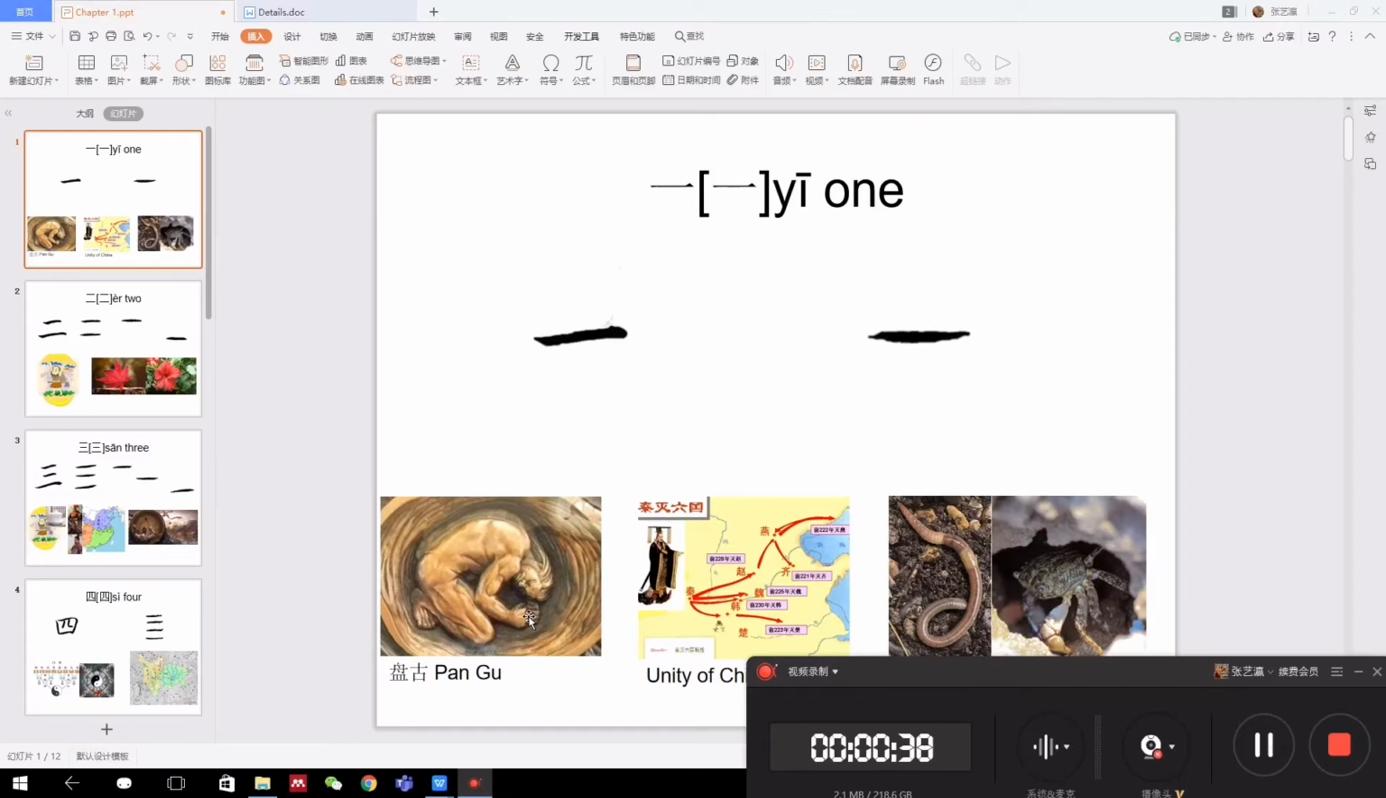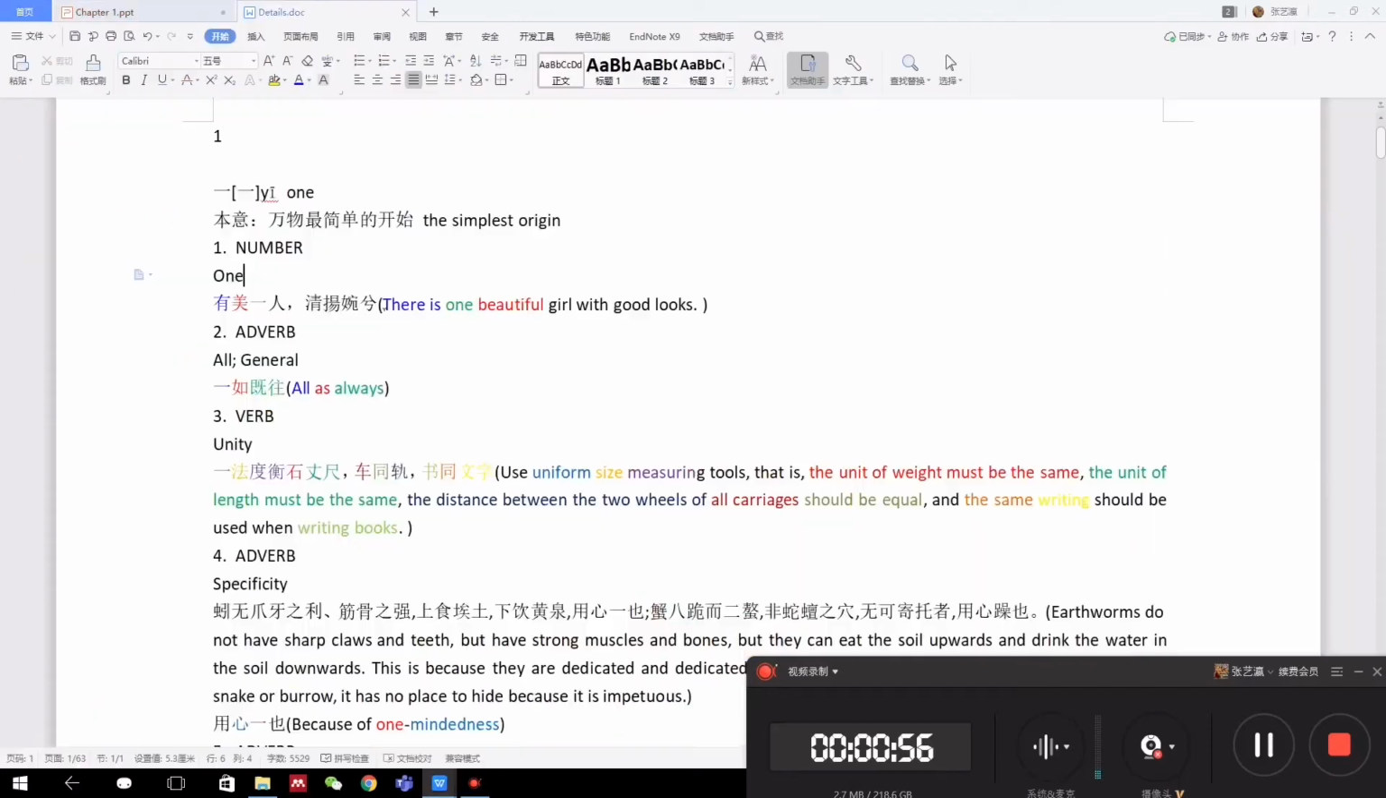In modern Chinese, it has 5 meanings. The first one is number 1. For example, 有美一人，心仰万兮. There is one beautiful girl with good looks. 有 means there is. 美 is beautiful. 一 is 1. 心仰万兮 is good looking. They don't have a direct translation into English.